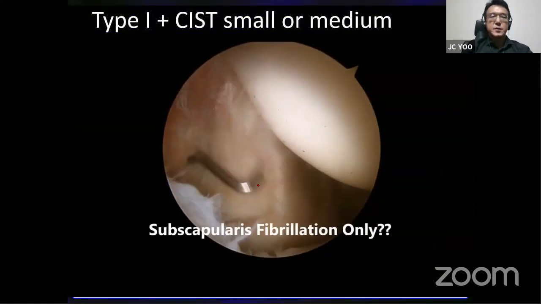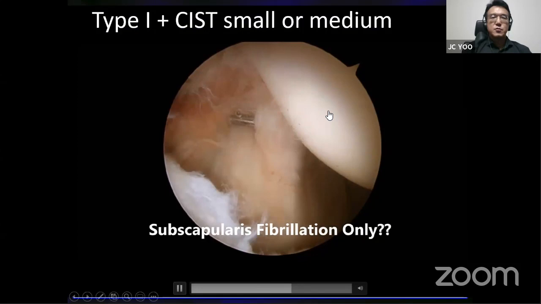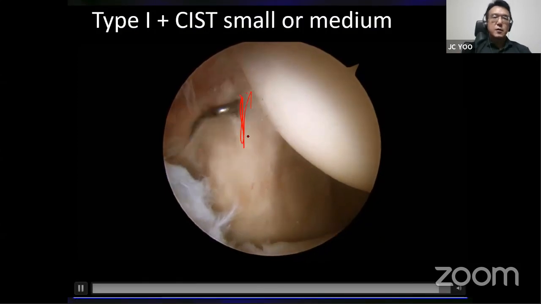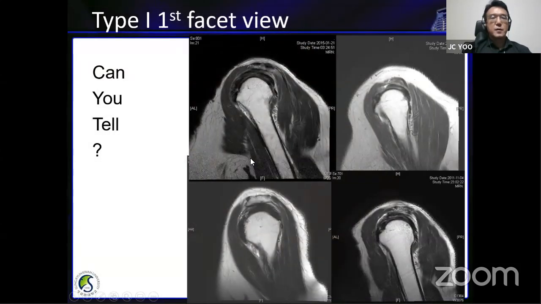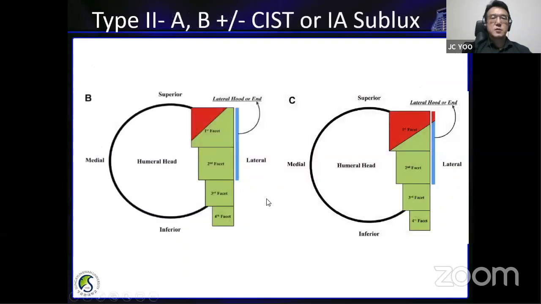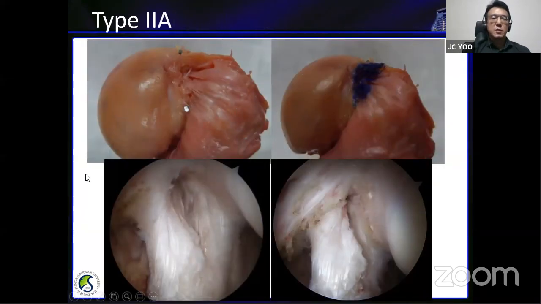This is a very interesting thing: you can see there's a small longitudinal fibrillation right there. This is not a big tear, and MRI doesn't show any big changes. Then this is type 2B, and both of them go like this, and then it communicates like that. You can see the longitudinal tear is not actually longitudinal, it's a footprint opening right here. It is longitudinal, but it's opening up here.